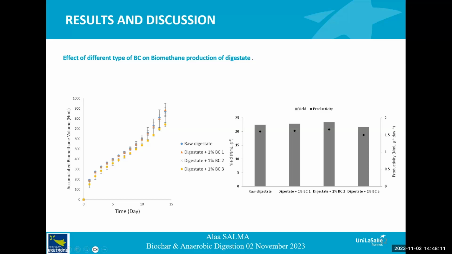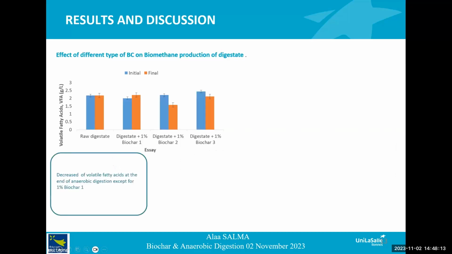On the other hand, biochar 3 showed less performance in the biomethane production compared to raw digestate and to other biochar, and this could be attributed to the high ash content and the presence of copper in biochar 3, which may have a negative impact on microbial activity in the process.